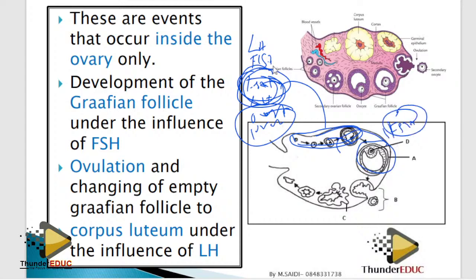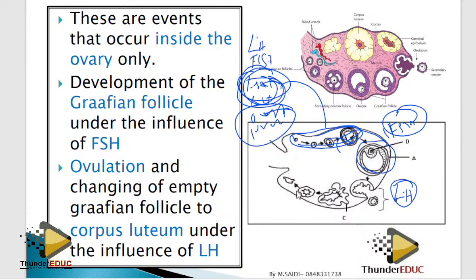And then the second hormone is luteinizing hormone, which triggers ovulation. So, ovulation is under the influence of luteinizing hormone. Number two, it also helps to change the empty Graafian follicle to corpus luteum. Guys, luteinizing hormone does not change it; it stimulates the conversion of the empty Graafian follicle to corpus luteum. We need to hear that word, stimulation.